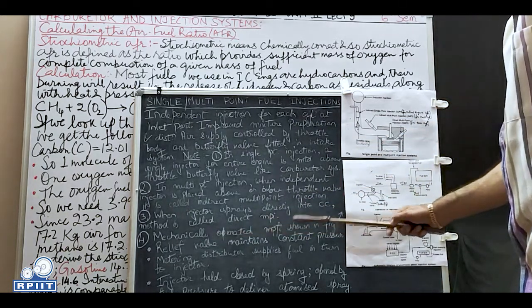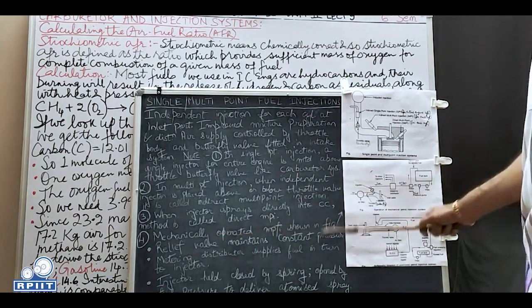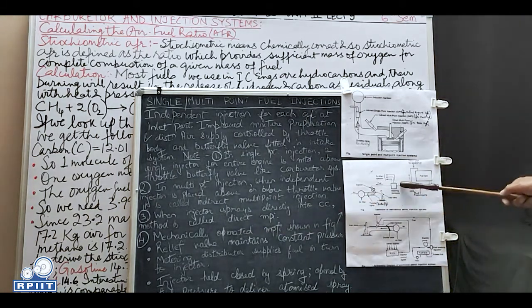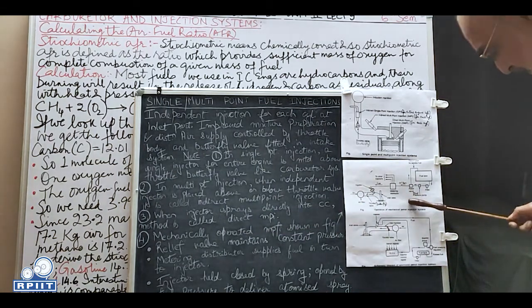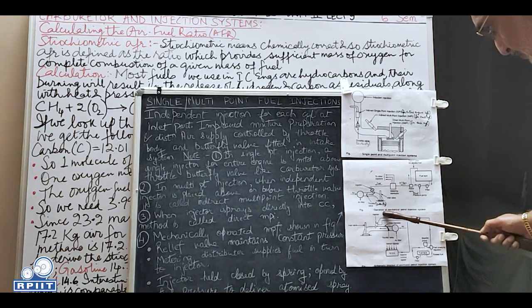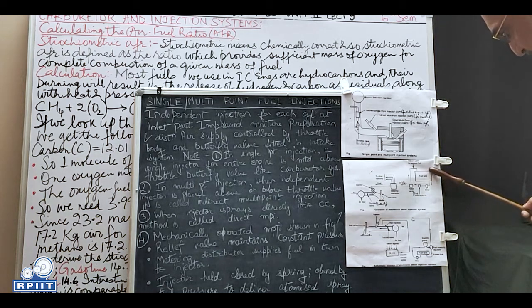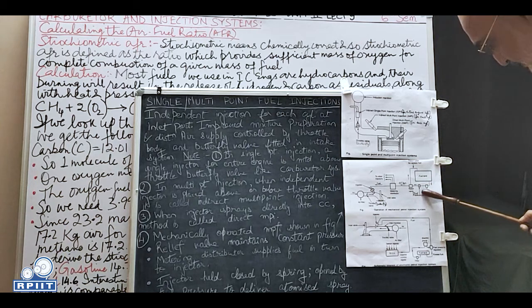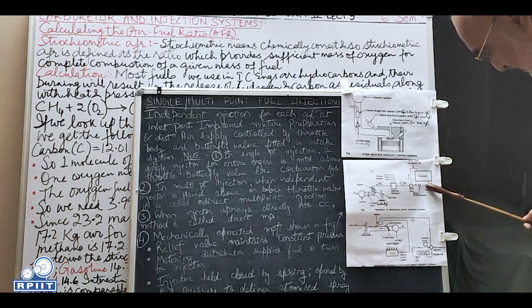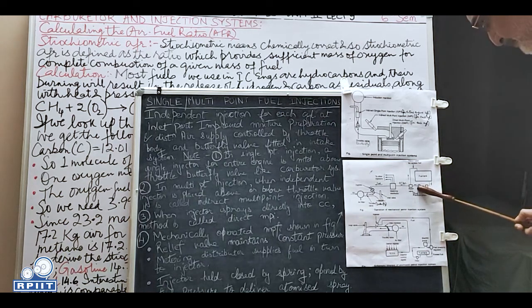Mechanically operated MPFI is shown in the figure. Let's read it, then I'll explain the figure. Operation of a mechanically operated petrol injection system. This is the fuel tank. We'll start from the fuel tank. The electric pressure pump draws fuel from the fuel tank through a filter.